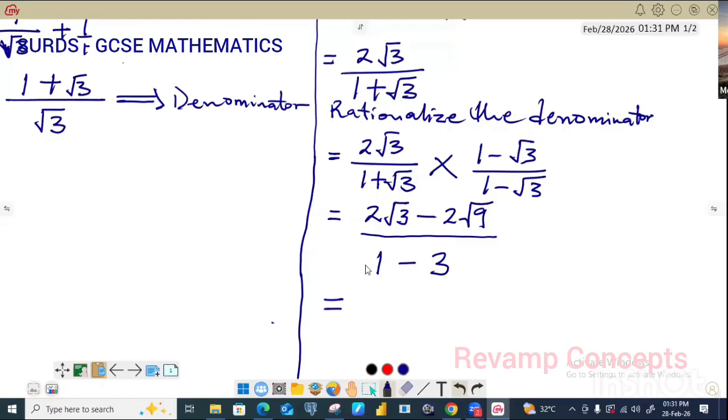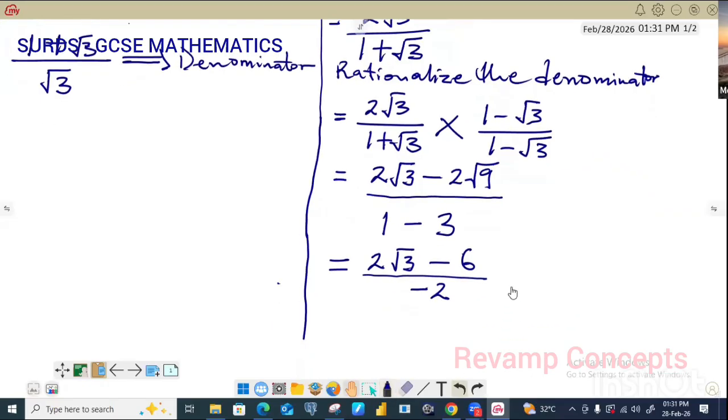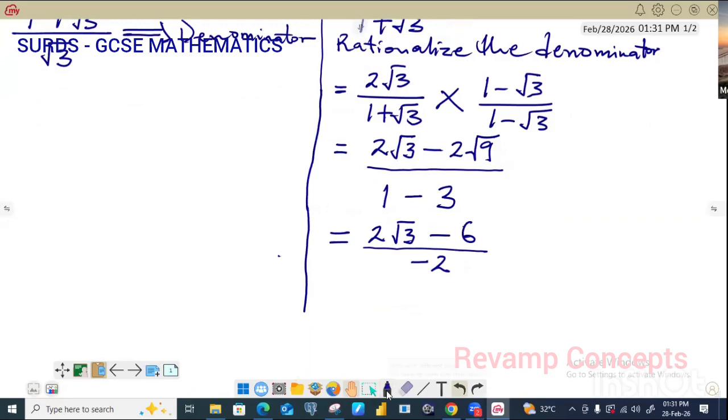And from this, our numerator will be 2 root 3 minus 2 root 9. Root 9 is 3, 2 multiplied by 3 will give us 6. And this will be over minus 2, because 1 minus 3 will be minus 2. And what we can as well do is factorize our numerator by having 2 into root 3 minus 3.